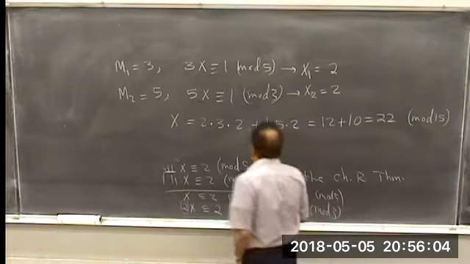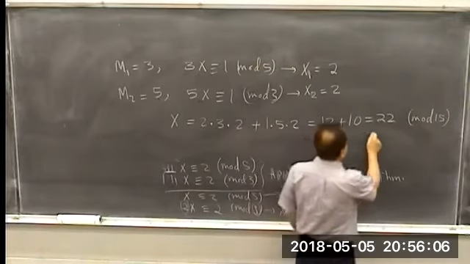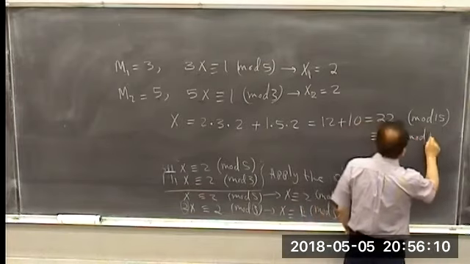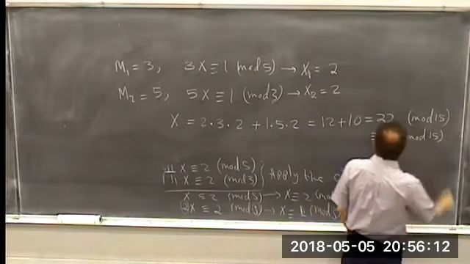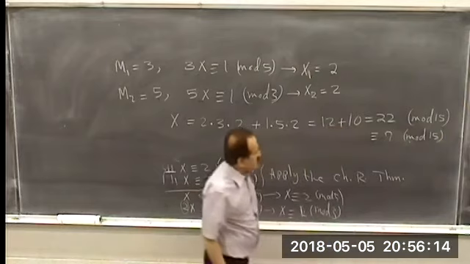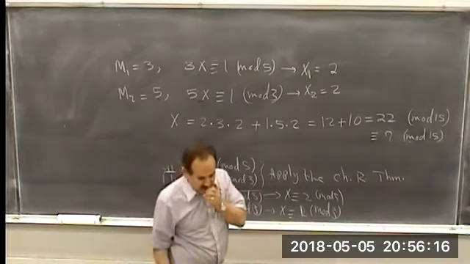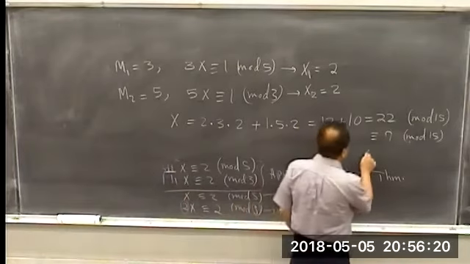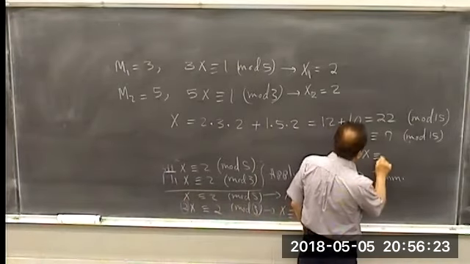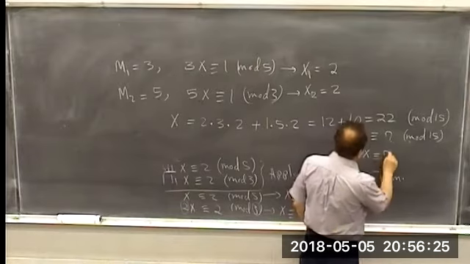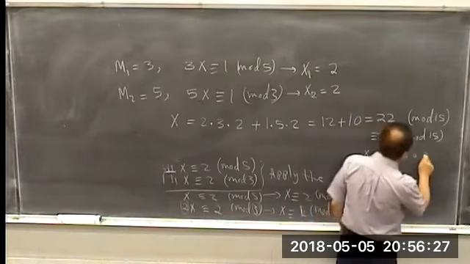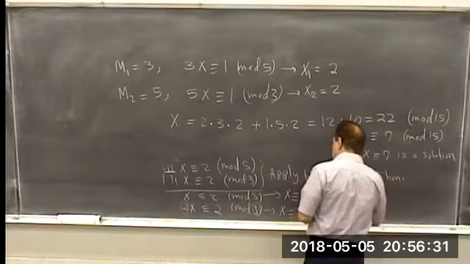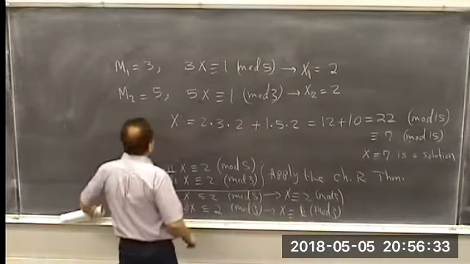All right, now we could reduce this if we wanted to. This is congruent to 7 mod 15. So we have a solution which is 7. All right, so x equals 7 is a solution to the original congruence equation.